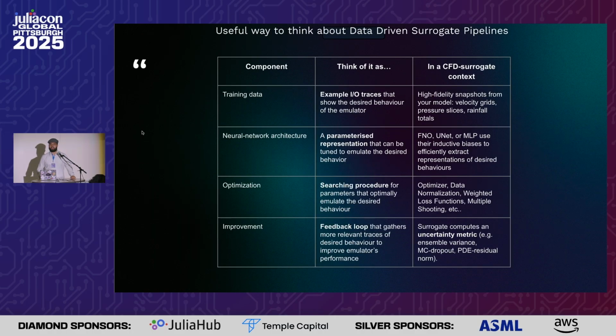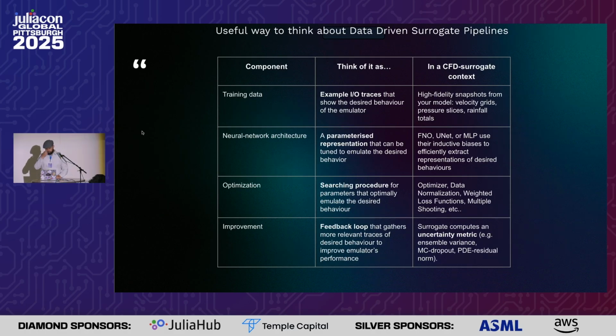And so one thing that I'd like to offer everyone here is a mode of thinking when it comes to surrogates itself. Broadly to summarize it, if you look at the different parts of a surrogate, the training data, the network, the architecture, it says neural network here, but it could be any architecture, the optimization process, the improvement, in the end, what you're really trying to do is build an emulator. And you have examples of the desired behavior of the emulator, and then you have a parameterized representation that can extract that behavior when you optimize it in order for it to emulate the simulator that you're trying to use. And then obviously you have a feedback loop that tries to improve it.